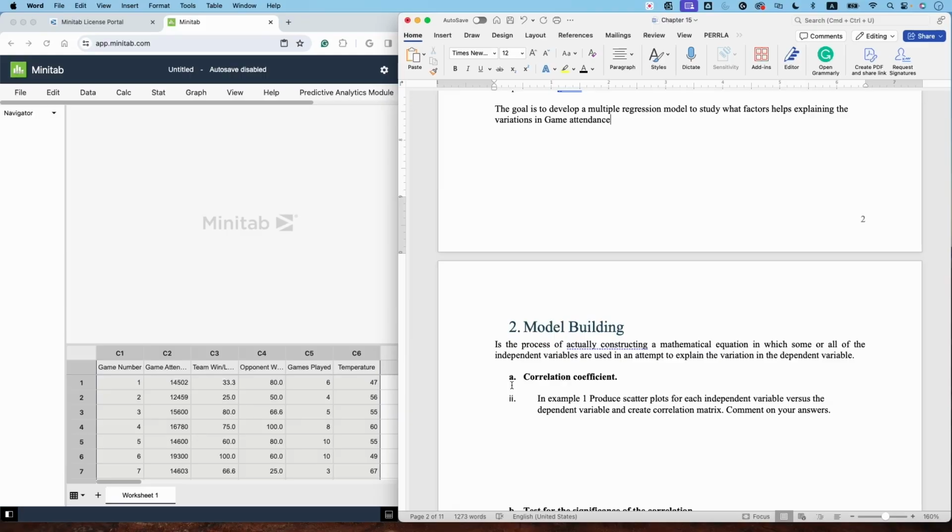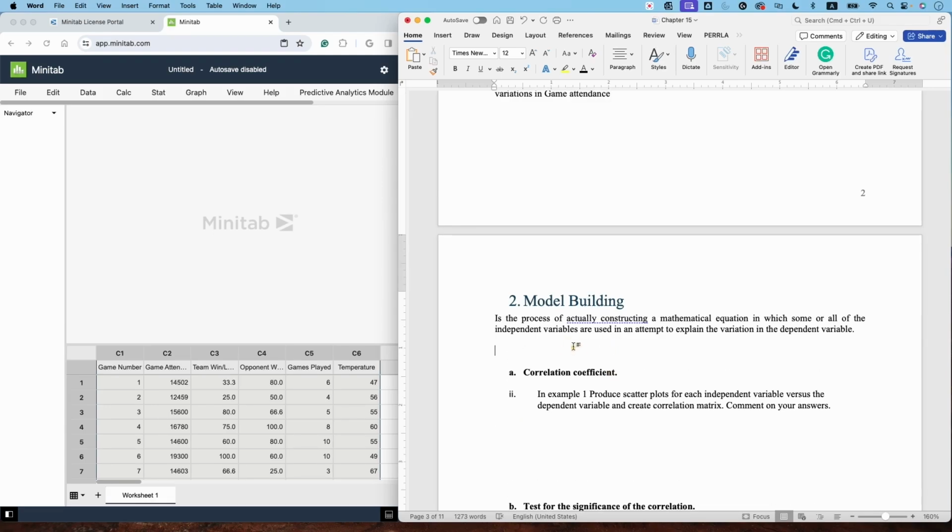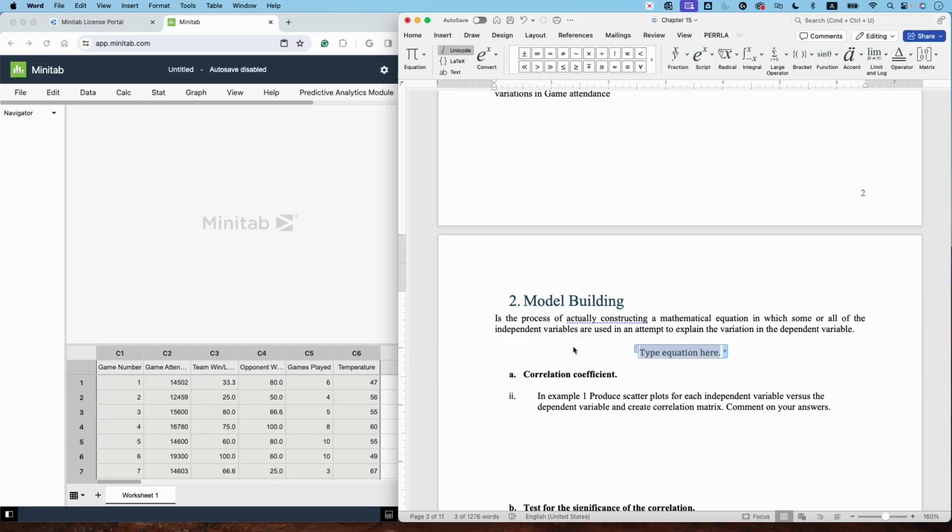After that, we're going to do the model building. The model building is the process of constructing a mathematical equation in which some or all of the independent variables are used in an attempt to explain the variation in the dependent variable. So the question is what we are trying to build here. Let me write this down. We are trying to build the following. So we have the game attendance.